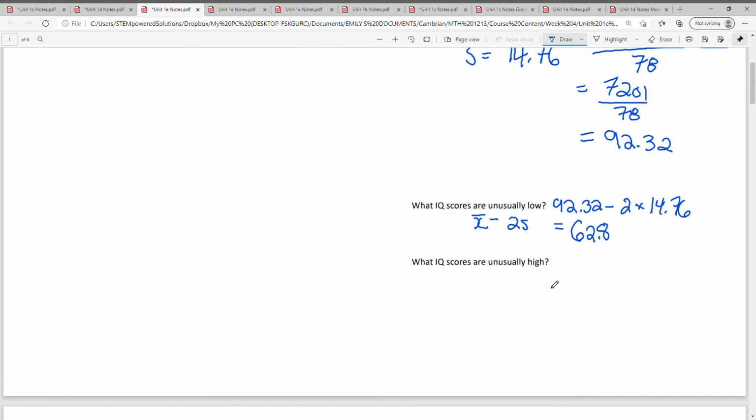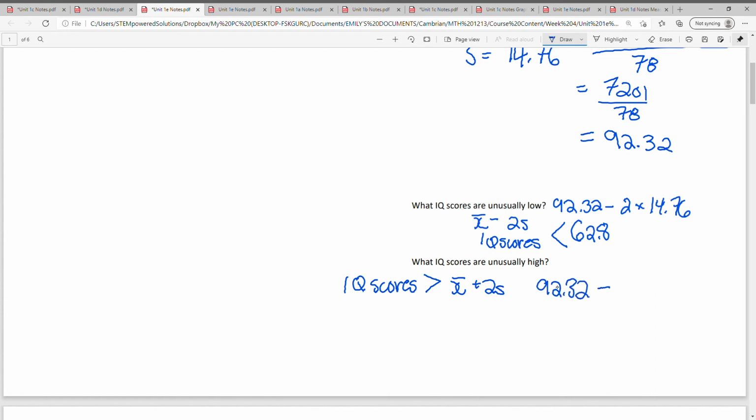What IQ scores are unusually high? So it would be x bar plus 2 standard deviations. So any IQ scores that are less than 62.8, and IQ scores that are greater than this quantity.